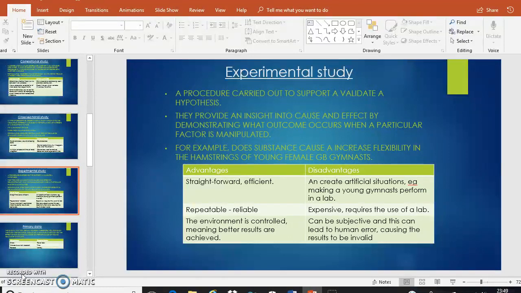It's very expensive, requires the use of a lab, and it can actually be subjective, and this can lead to potentially human error, and this makes the results essentially invalid.